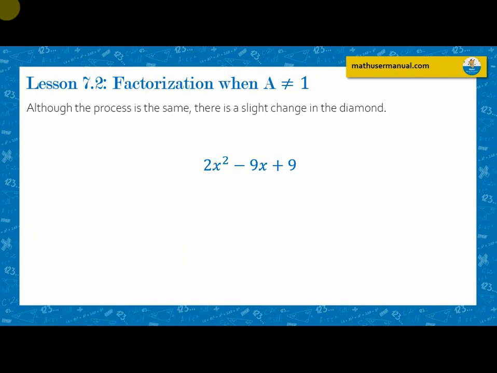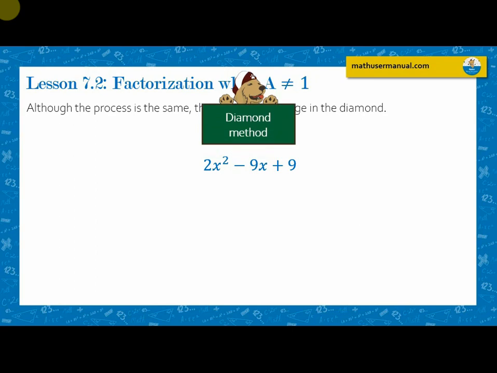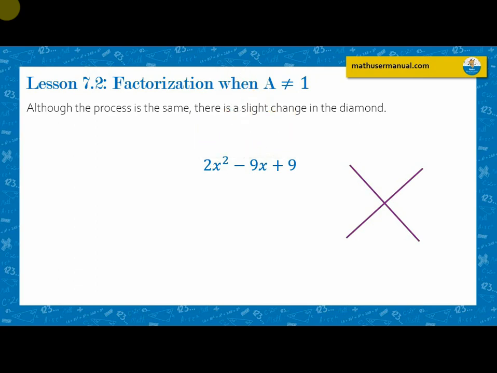Actually, the process is the same process. It's just going to have a few small changes. We're still going to do the diamond method, meaning we still need a diamond. And we're still going to look at the coefficient of c, that means the number that is not multiplying any x, in this case positive 9. And yes, we care about the sign. If it was a negative 9, then c is equal to negative 9.